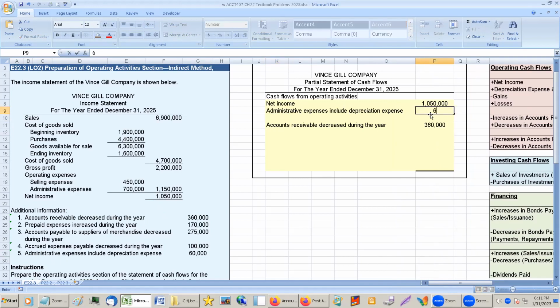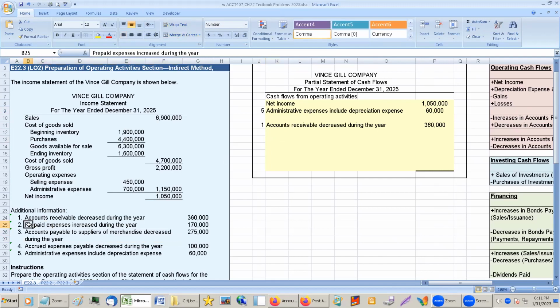And depreciation always gets added back because it was subtracted out to get our income here, even though no cash was sent out. You can clean these up if you want. Okay, so this is 1. This is 5. Okay, so let's go to number 2.